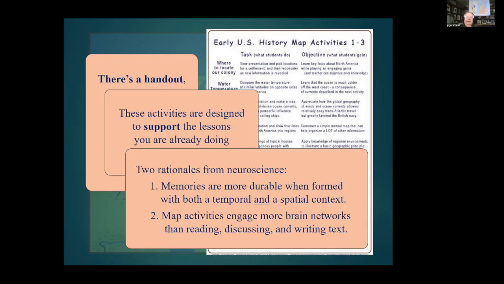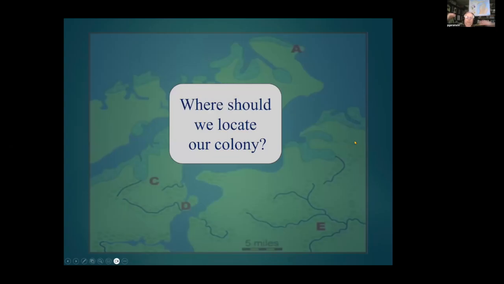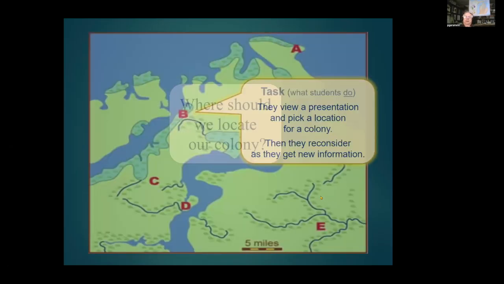Having said that, you're going to see that a lot of our map activities actually are prompts for writing activities of some kind, and they do mention some of the ELA standards that they meet. So, to start it out with the one that I would start right at the beginning, and some teachers choose to do this the very first week, is a little game about where should we locate our colony when we come to the new world here.